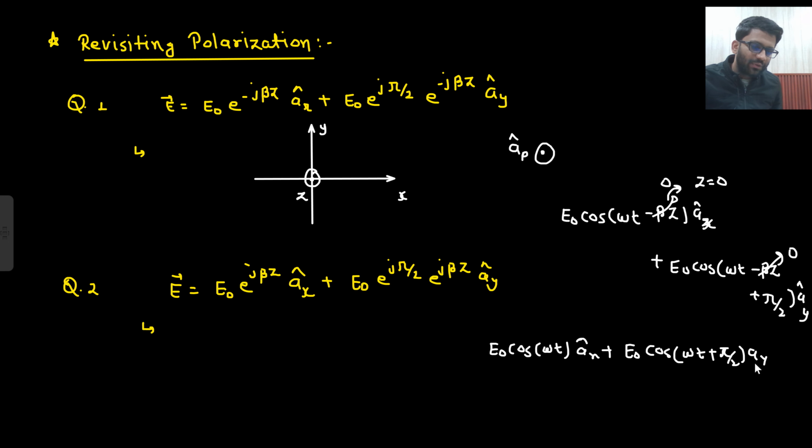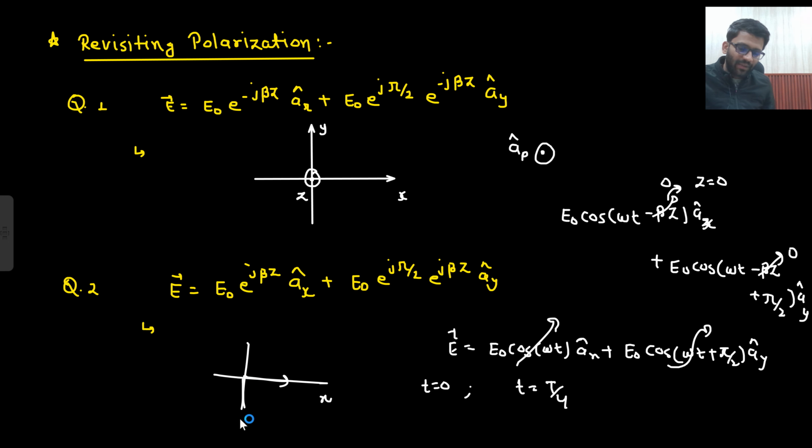Then we used to vary the time. I will put t equals 0 first. If I put t equals 0, my equivalent E field in the x direction is E naught, and my equivalent E field in the y direction is 0. Then I can put t equals T by 4. If I put t equals T by 4, then the x component will be 0 and the y component will be minus E naught. That means if this is your y, this would be your minus y. So my equivalent vector is minus E naught ay cap.